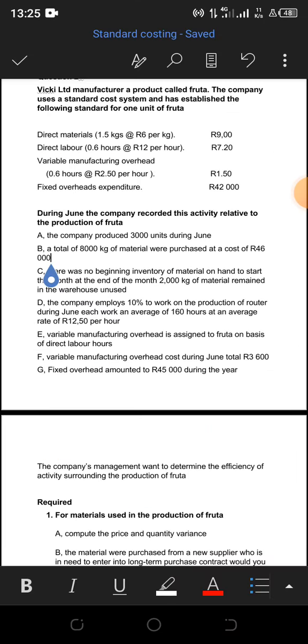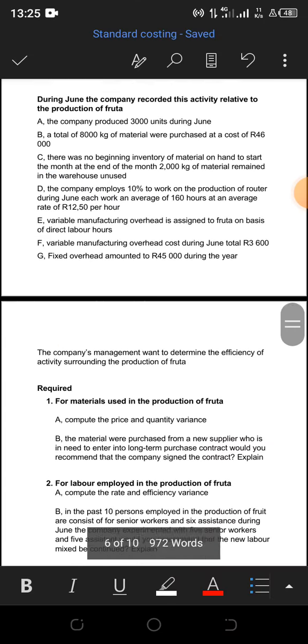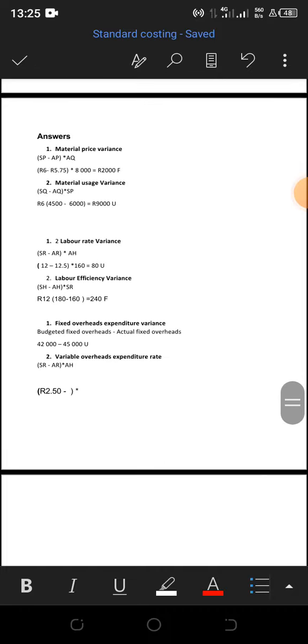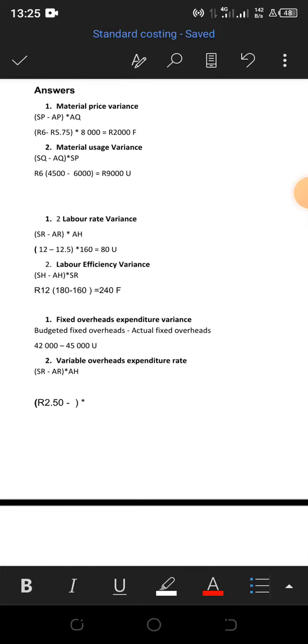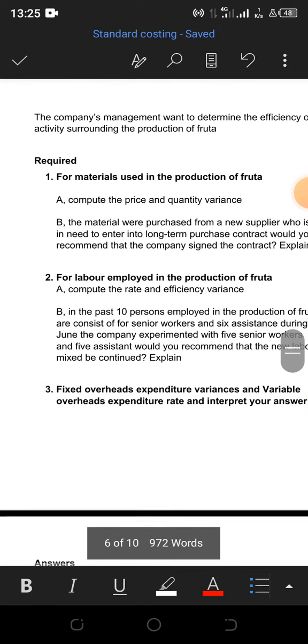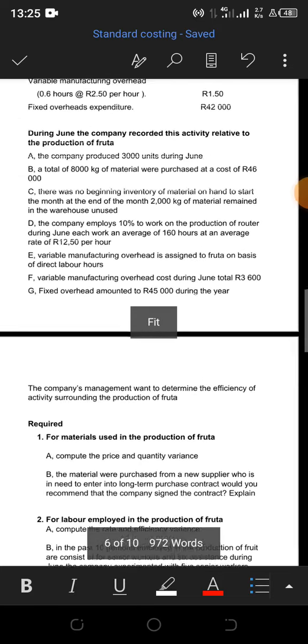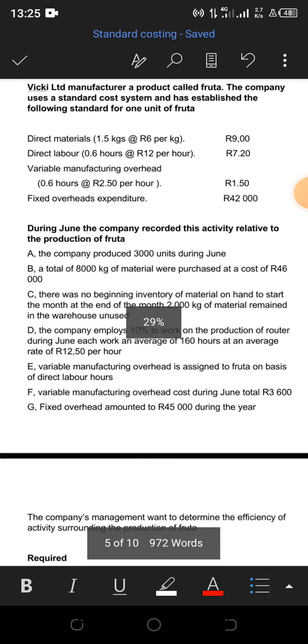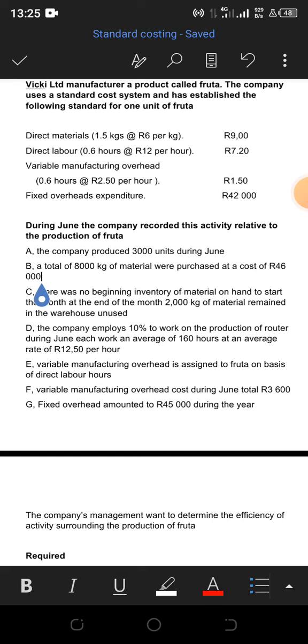So, apologies for the call. I was explaining the last one. We were looking for the actual rate and actual hours.